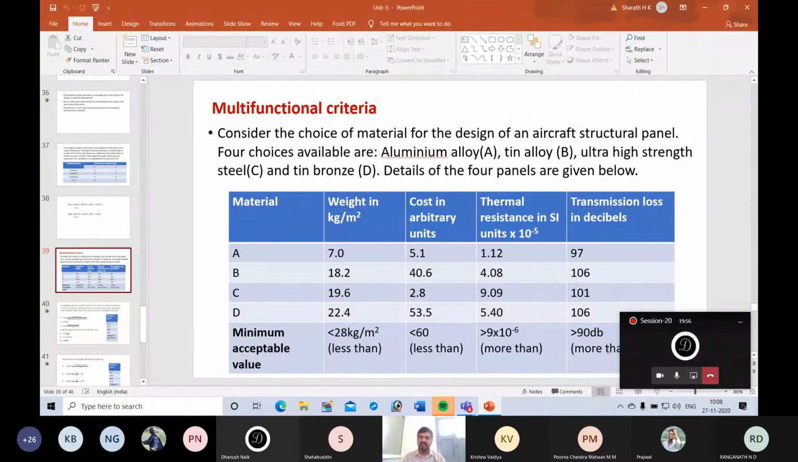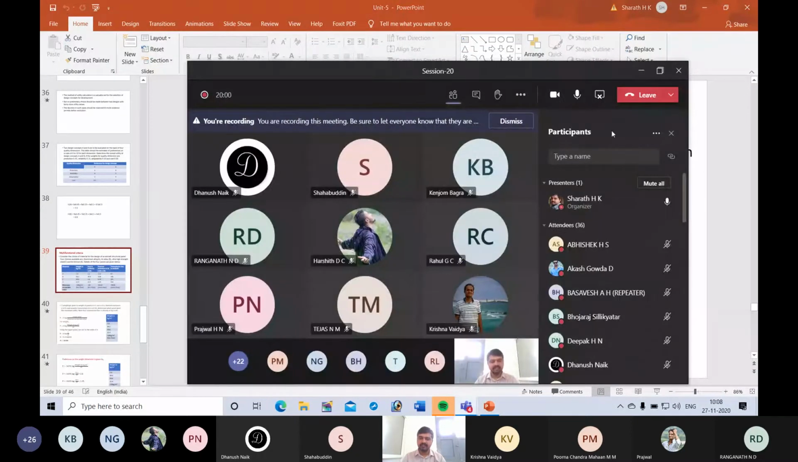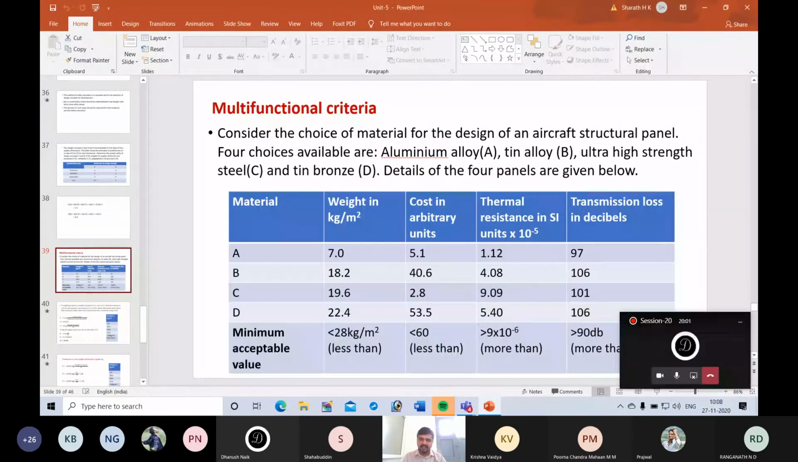But you cannot make a choice of material based on any one or two of these considerations. You have to consider all four: weight, cost, thermal resistance, and transmission loss. Then you have to decide which is the suitable material to fabricate the aircraft panel. So that is the problem.